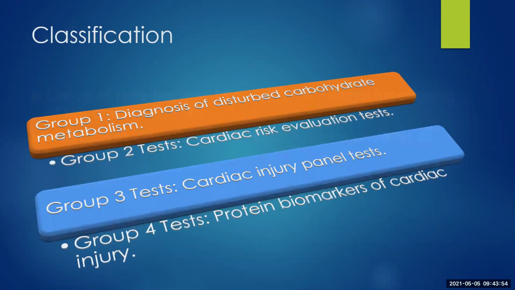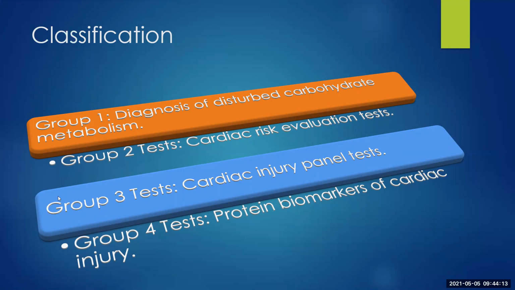We classified it into 4 groups. Each group evaluates each part. We had group 1 and 2, which was doing the risk evaluation for cardiac diseases. Group 3 was the cardiac injury panel, and group 4, protein biomarkers of cardiac injury. So group 3 was very detailed.